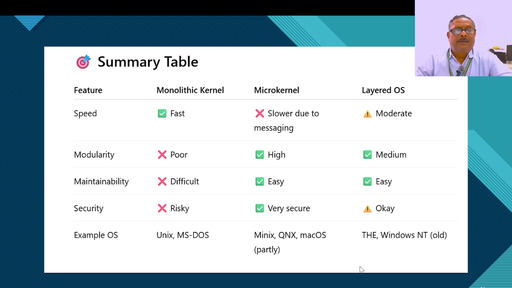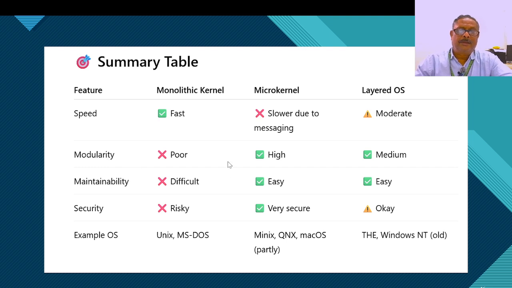So to summarize all that, if you look at the speed, the monolithic kernel will be the fast one. The layered operating system will be moderate in speed, but the microkernel is very slow because every time it has to pass messages, and most of the units are working in the user mode, so it is possible that they can be interrupted on the way. Every now and then if it is getting interrupted, definitely to complete any given task it takes more time, and hence it becomes slower.